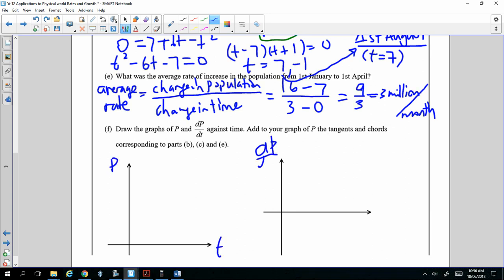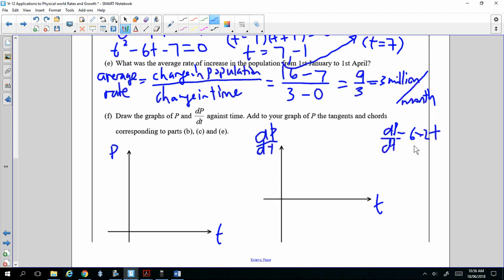You've got both equations. Remember, the rate is dP/dt, and that equals 6 minus 2t. So you have to draw this graph, whereas the other one, P equals 7 plus 6t minus t squared. So you have to draw a parabola. Okay, so we have to draw both.